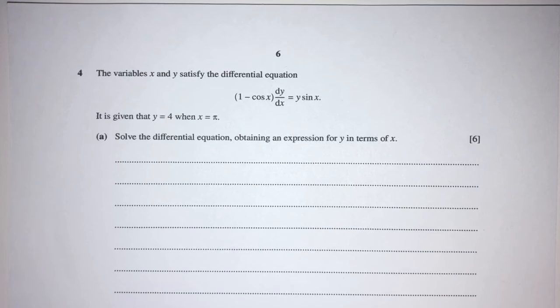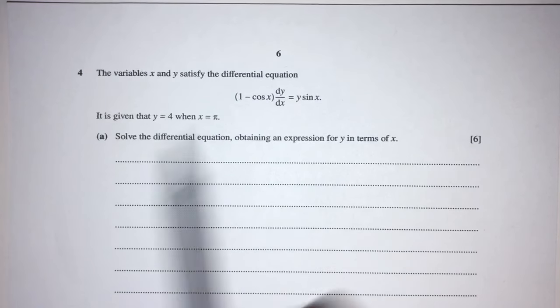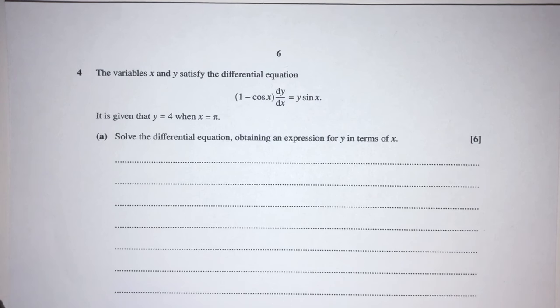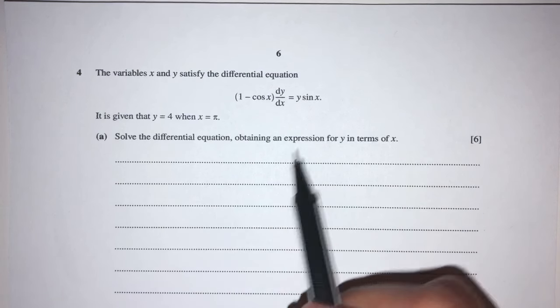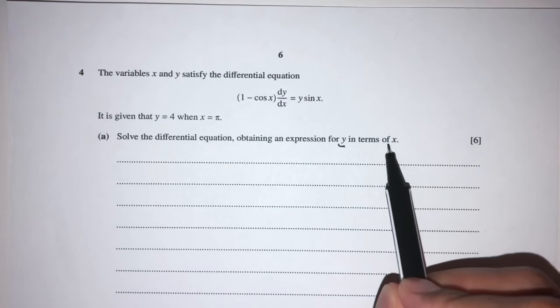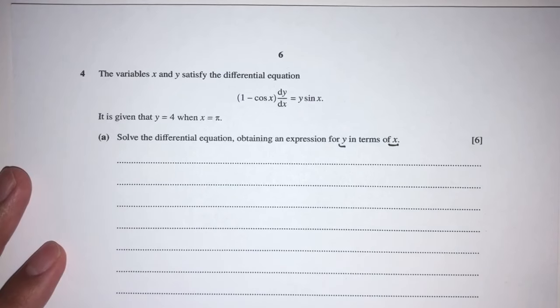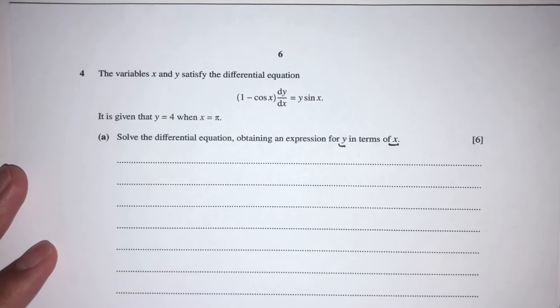So the variables x and y satisfy the differential equation. So here you can see we have 1 minus cos x dy by dx equal to y sine x. It is given that y equal to 4 when x equal to pi. That is good to know. I think we'll use that later on in the question. So part A, we have to solve the equation, and then we have to express y in terms of x. So exactly you have to see exactly what the question is asking you to do in the end for the full marks.